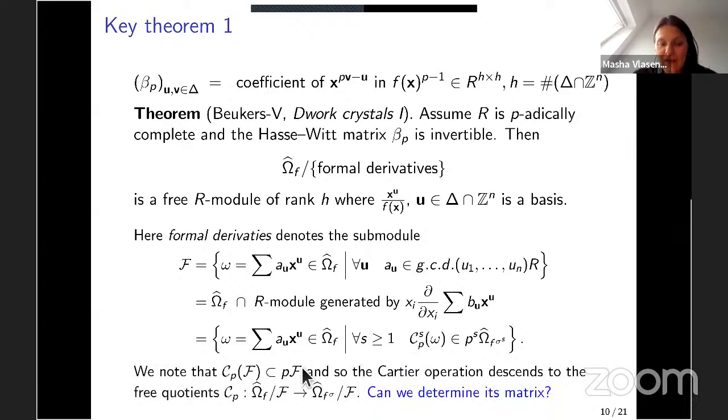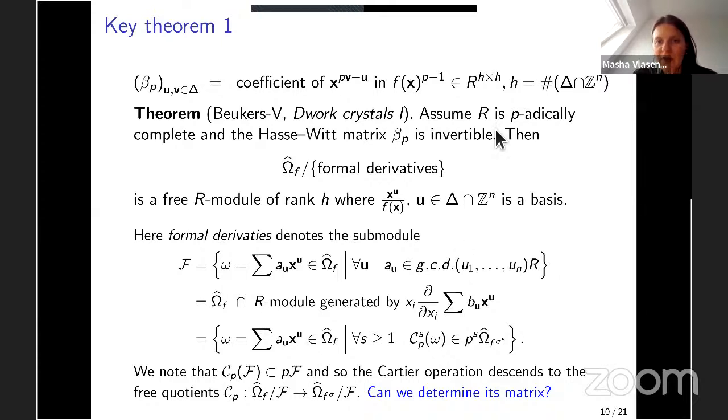Okay, note that the Cartier operation applied to formal derivatives gives p times a formal derivative. Therefore, it's because of this congruence property precisely. So there will be a formal derivative divisible by p. In particular, the Cartier operation descends to the quotients of our module of rational functions by formal derivatives. And assuming the Hasse-Witt condition, these are free quotients with a canonical basis given here. So we can ask about the matrix of this operation in the two canonical bases. In the next slides, I'm going to speak about determining this matrix. It turns out to have interesting entries.